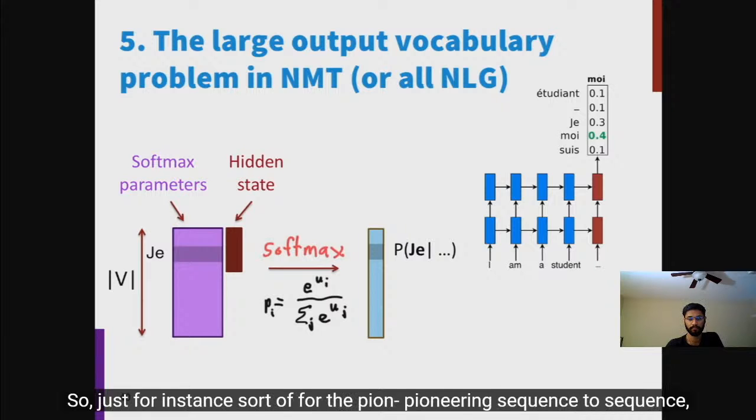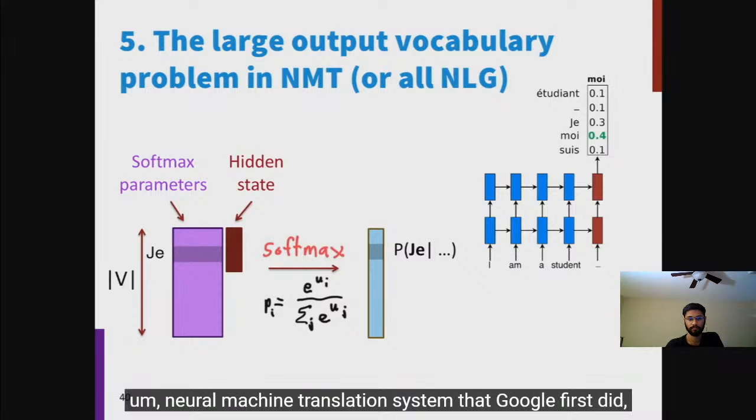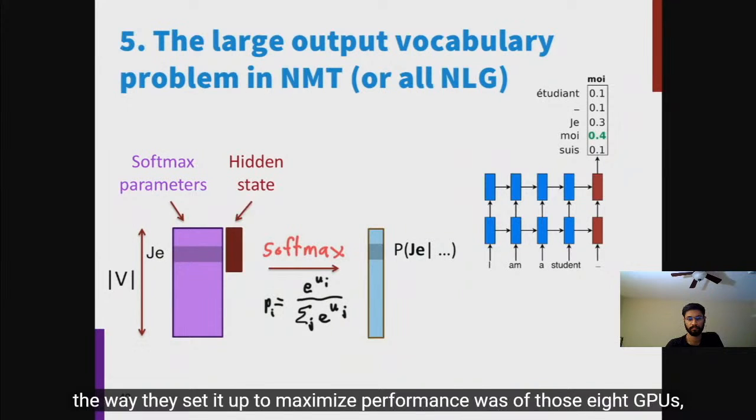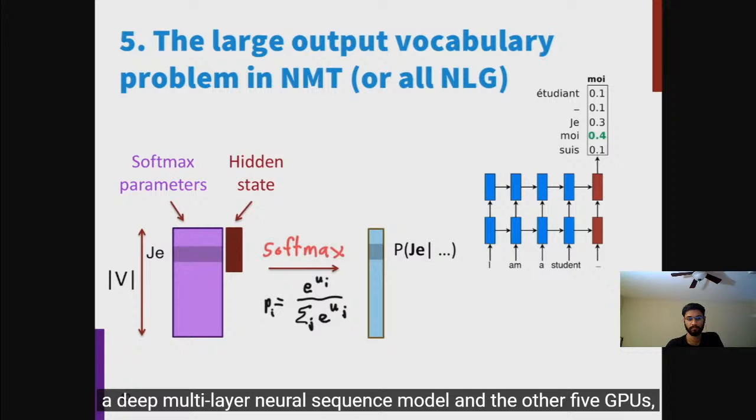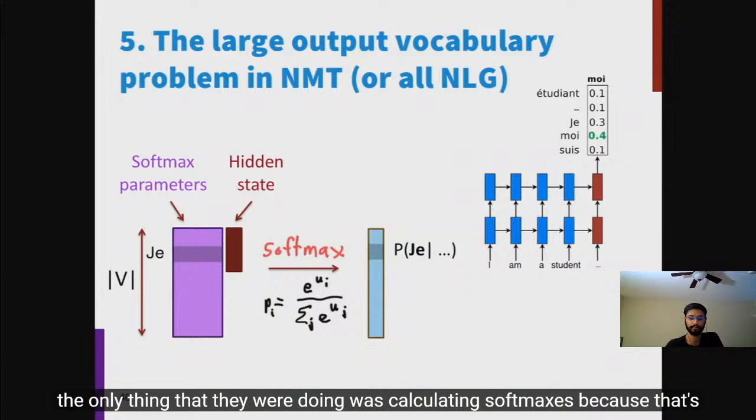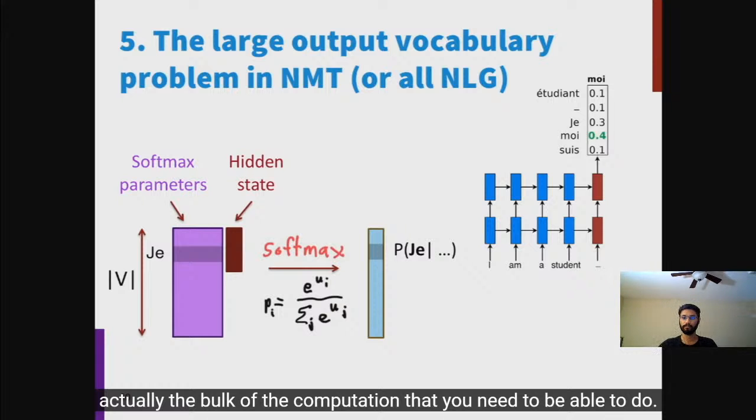So just for instance, for the pioneering sequence to sequence neural machine translation system that Google first did, they ran it on an 8 GPU machine because they have lots of GPUs, but the way they set it up to maximize performance was, of those 8 GPUs, 3 of them were running a deep multi-layer neural sequence model, and the other 5 GPUs, the only thing that they were doing was calculating softmaxes, because that's actually the bulk of the computation that you need to be able to do.